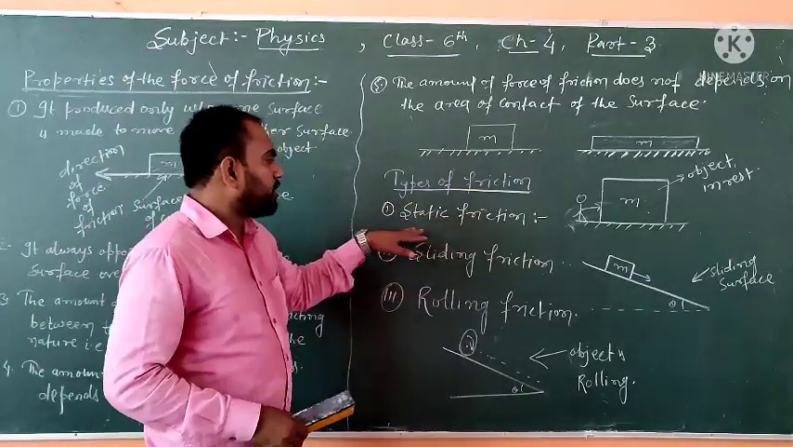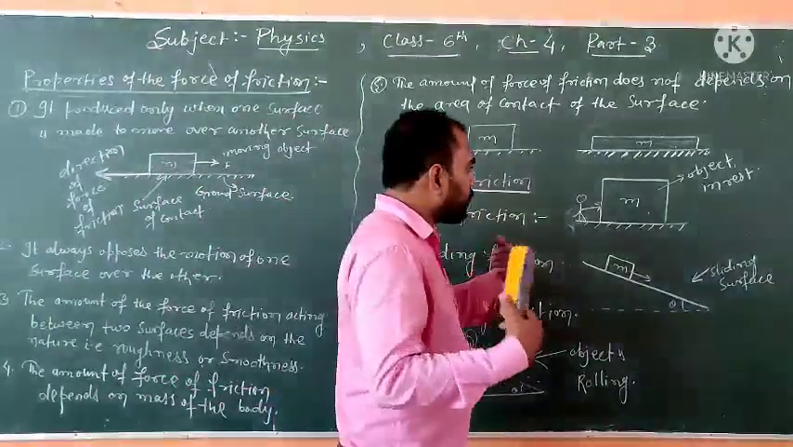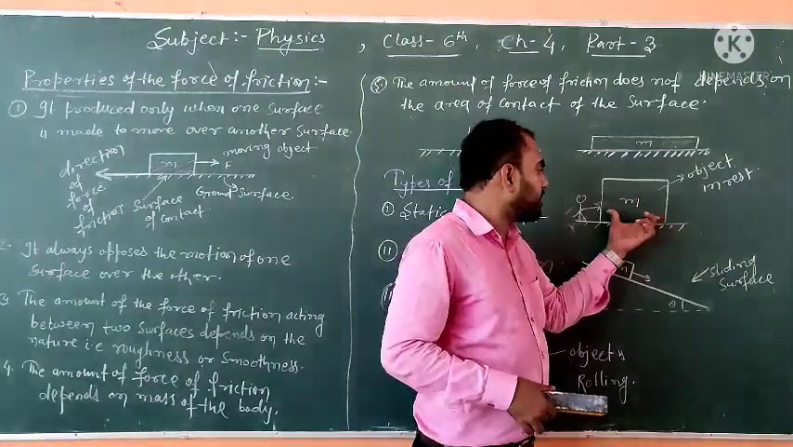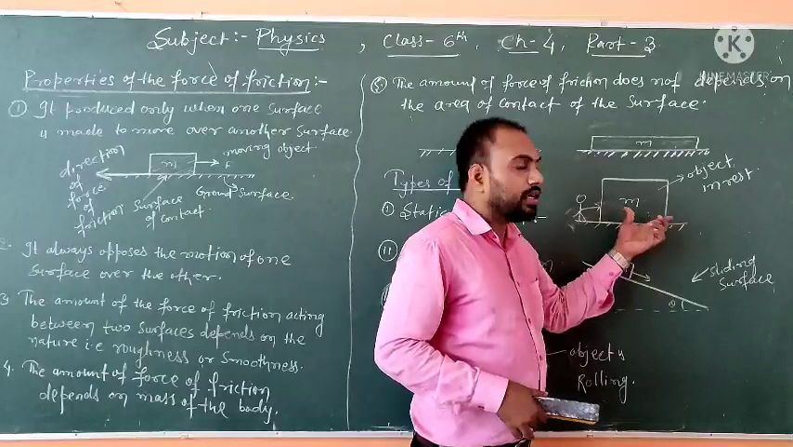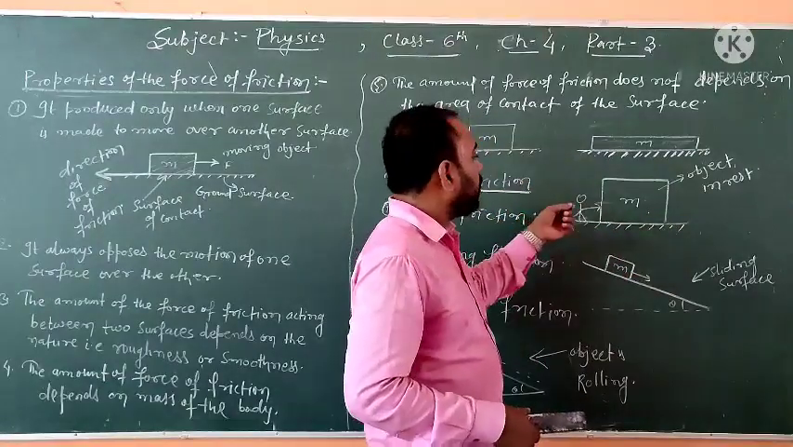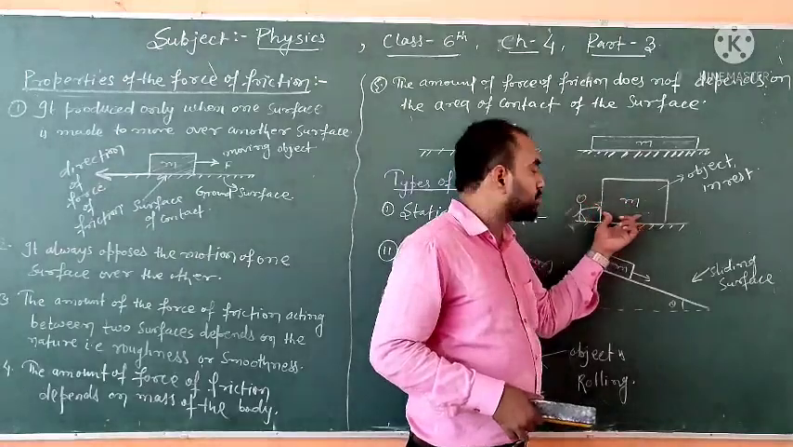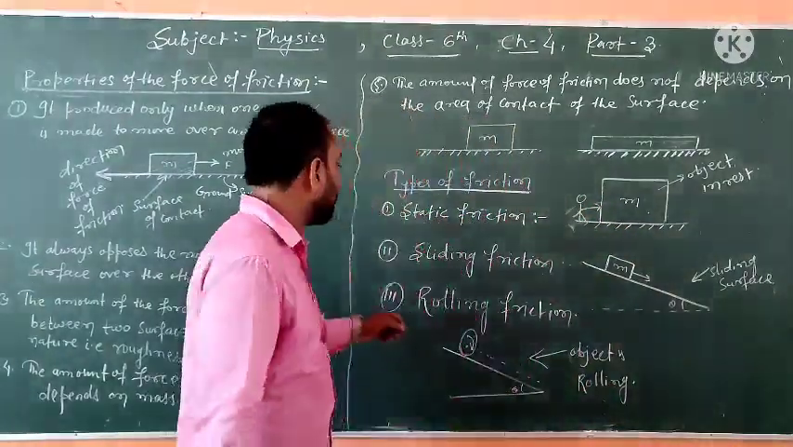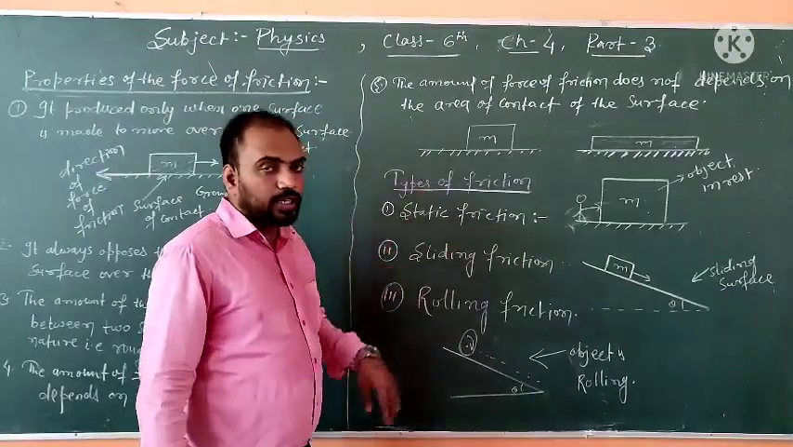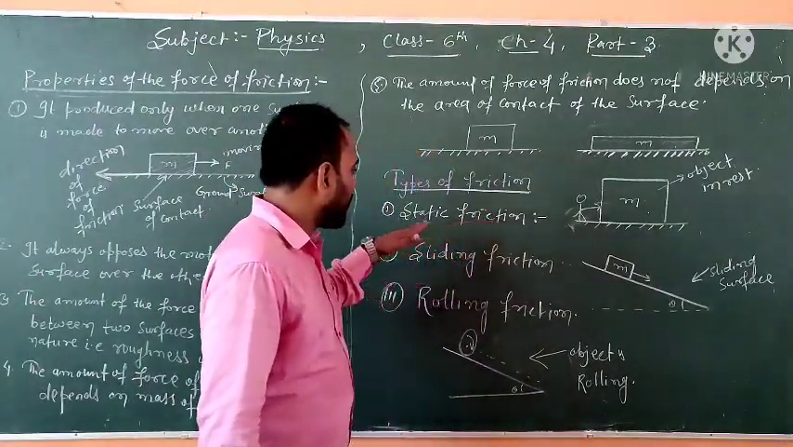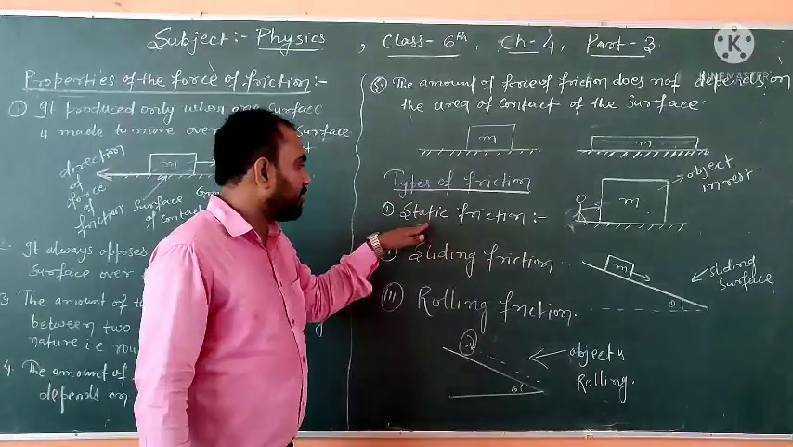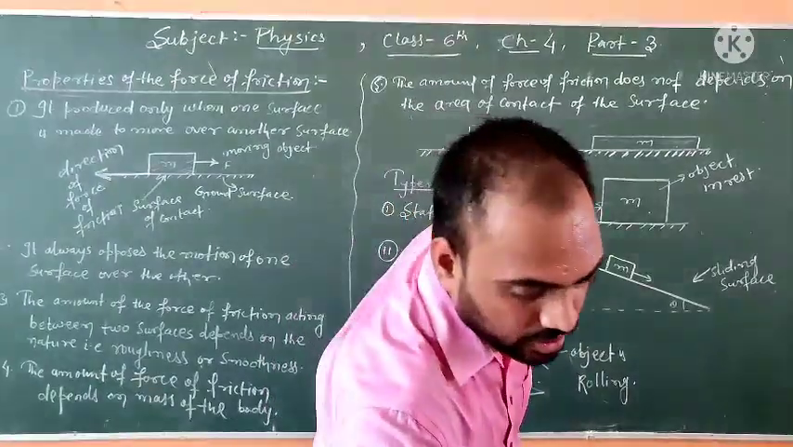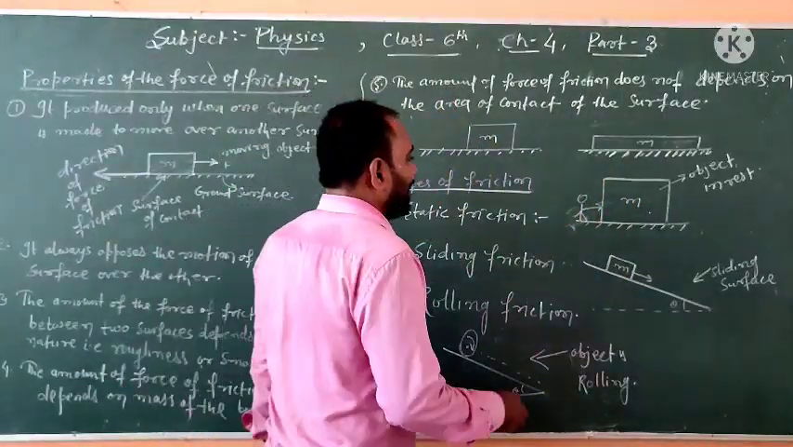So, types of friction. If you are applying force on a body and the body is stationary, at rest, not moving, then an opposing force appears between the contact of the surfaces. That force is called static friction. It has another name also. Static friction is an adjusting friction. So please understand it.